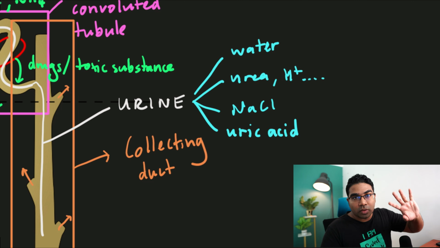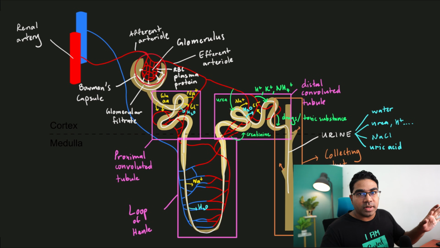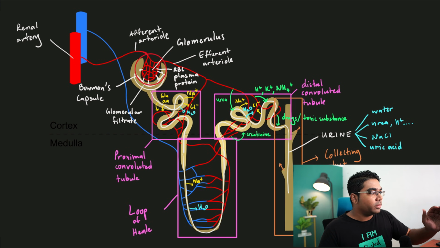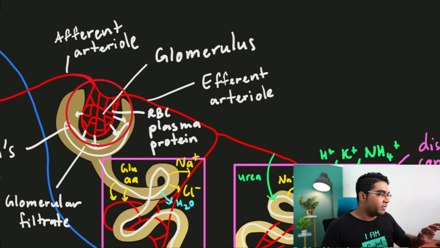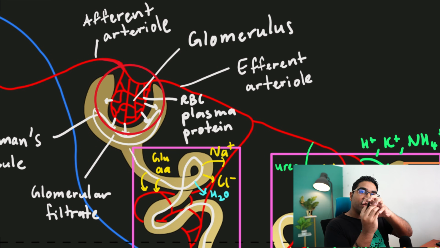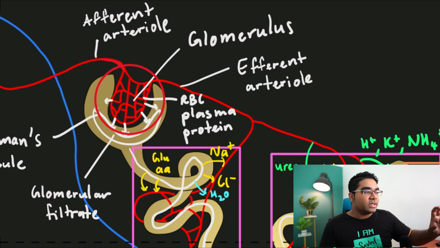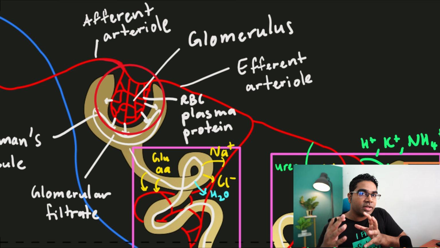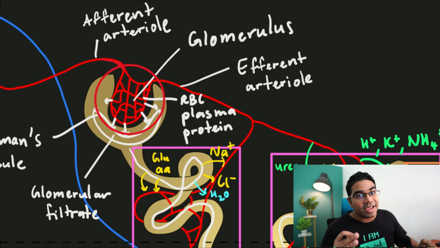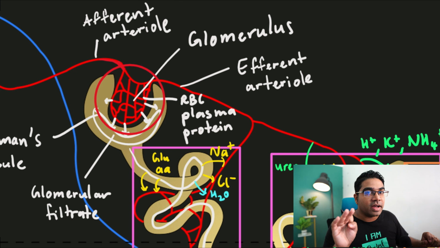Let's do a quick review of the whole process again. So what occurs here is, first we have the blood from the renal artery entering the nephron through the afferent arteriole into a structure known as the glomerulus. The glomerulus is encapsulated by Bowman's capsule. What happens at the glomerulus is, the blood has high hydrostatic pressure because of the difference in diameter of the afferent arteriole and the efferent arteriole. Afferent arteriole has a bigger diameter than the efferent arteriole.